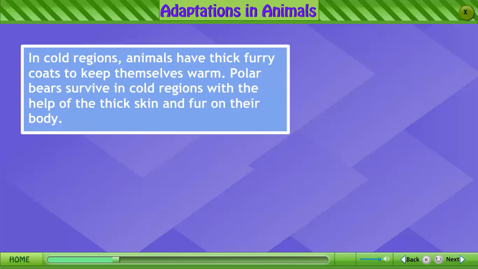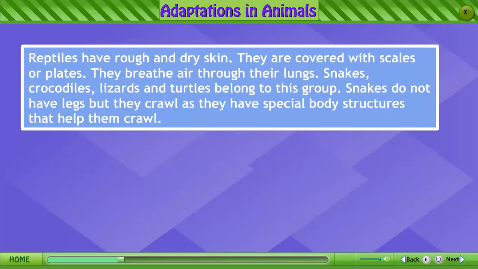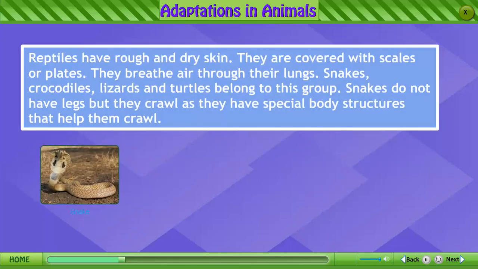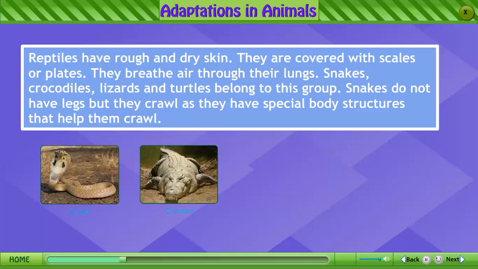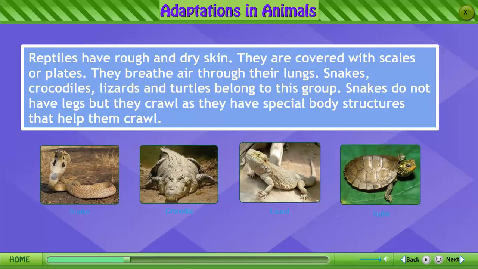In cold regions, animals have thick furry coats to keep themselves warm. Polar bears survive in cold regions with the help of the thick skin and fur on their body. Reptiles have rough and dry skin. They are covered with scales or plates. They breathe air through their lungs. Snakes, crocodiles, lizards, and turtles belong to this group. Snakes do not have legs, but they crawl as they have special body structures that help them crawl.